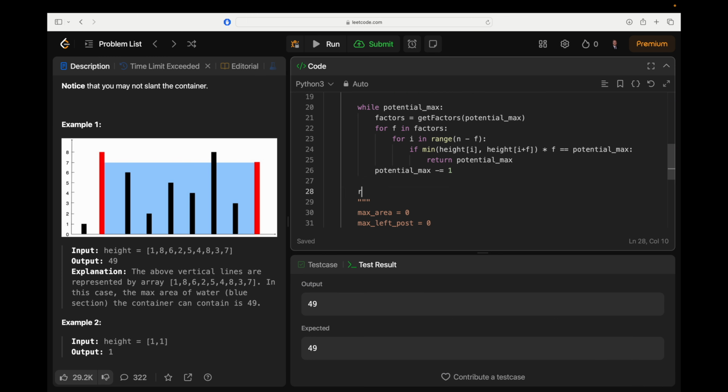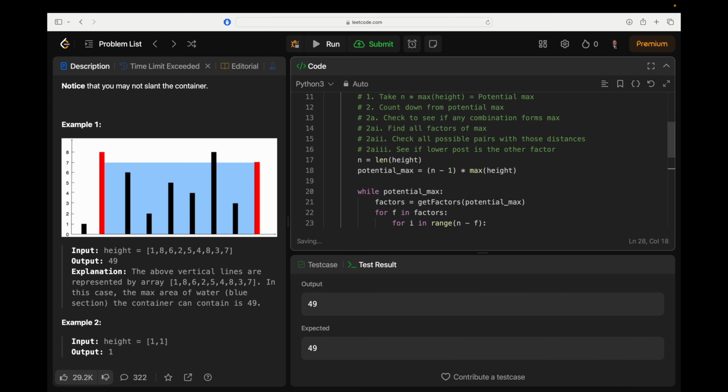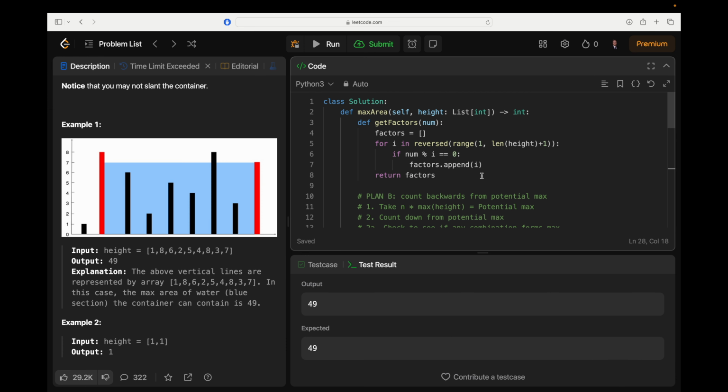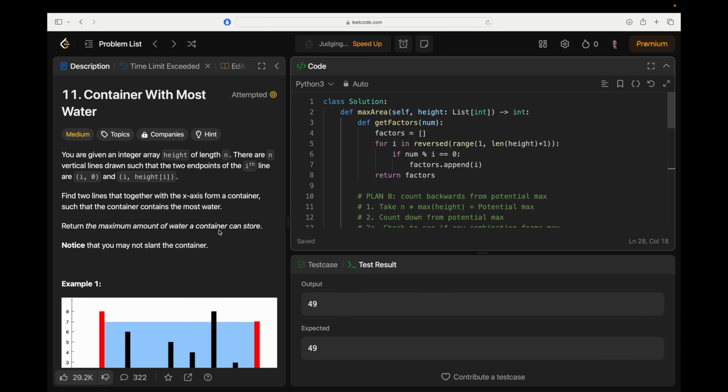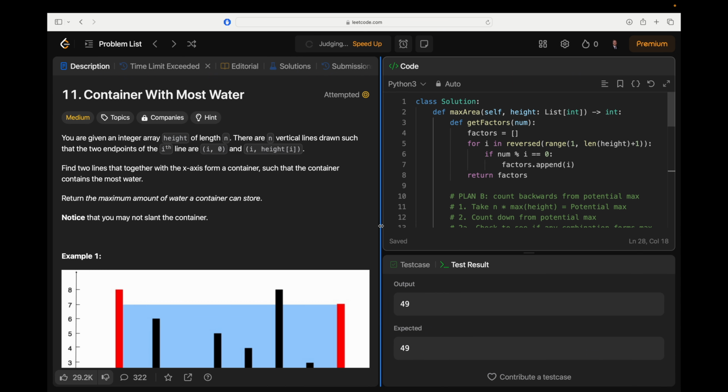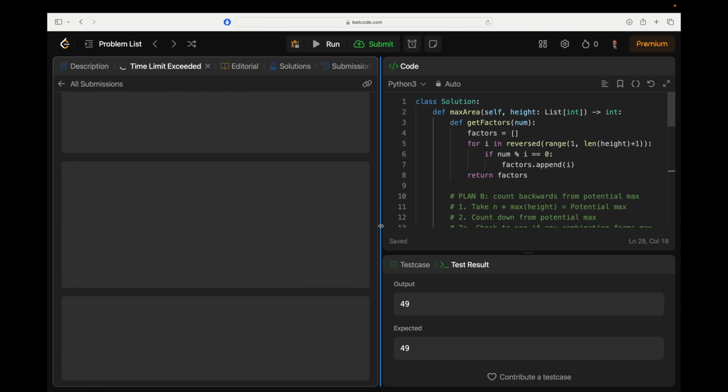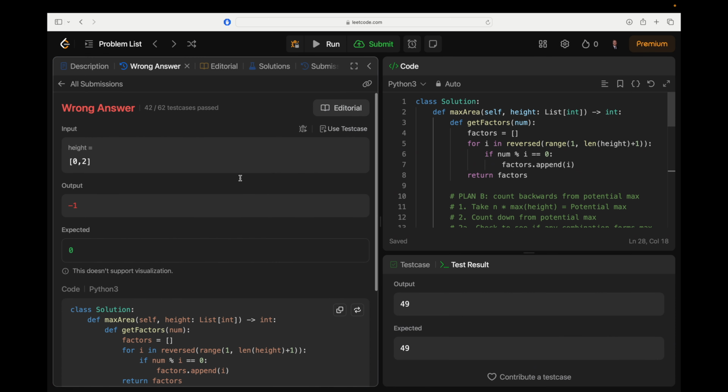I'm just going to say return -1 as a last resort. Okay, so we see what I'm going for here. Let's see if that works. That'd be crazy. I still feel like it's going to be too long. Wrong answer.